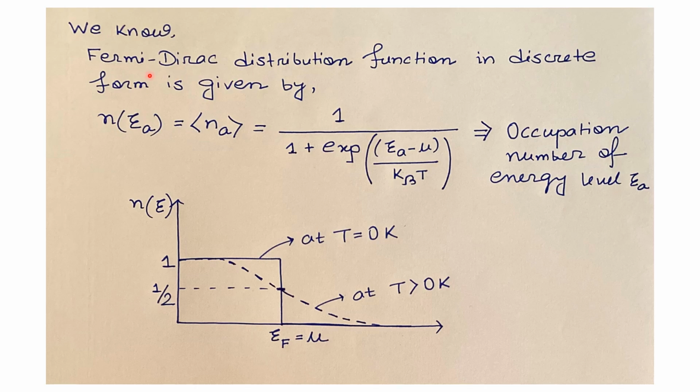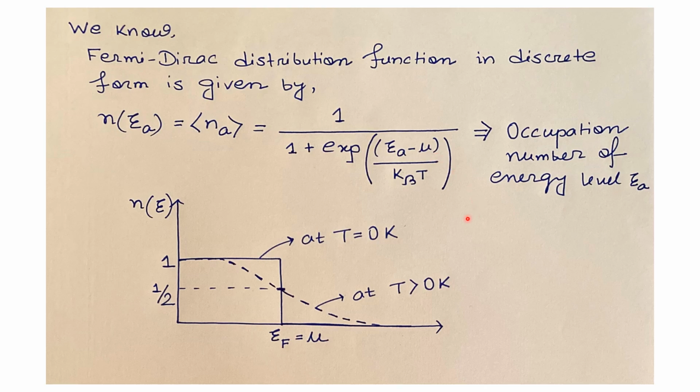We know the Fermi-Dirac distribution function in discrete form is given by the average number, or the occupation number, of the particles at the energy level EA is 1 by 1 plus exponential of EA minus mu by kBT, where mu is the chemical potential.